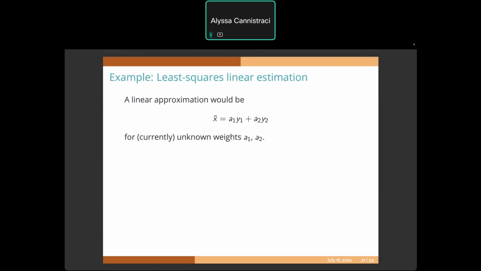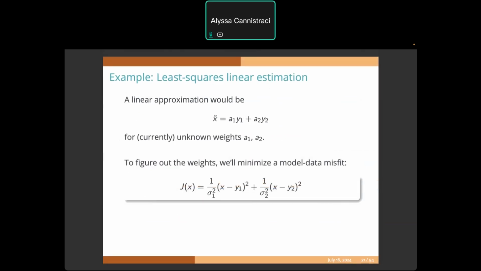Okay, so a linear approximation given these two observations would look something like this. It'll be x tilde equal to some weight A1 times Y1 plus some weight A2 times Y2, for currently unknown weights A1 and A2. And that kind of tells you where we're going to go. To figure out what these weights are, we're going to minimize the model data misfit, something called a loss function or a cost function. And we weight each term in the model data misfit by 1 over the variance of the corresponding observation. This is just the squared L2 norm for those who are familiar.